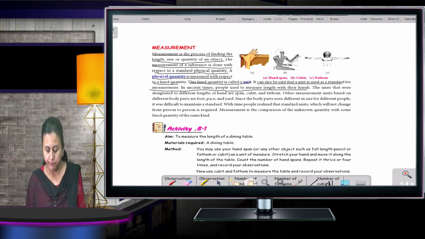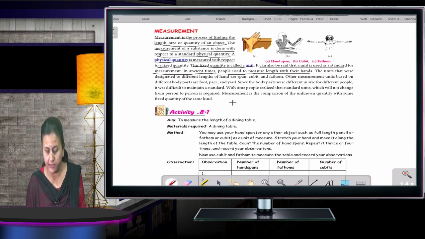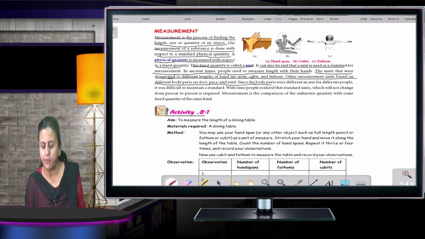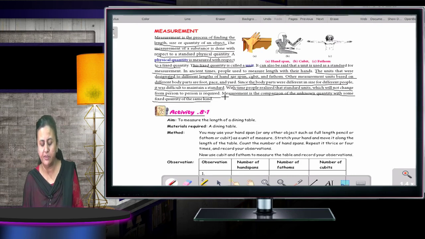The units that were designed from different lengths of hands are span, cubit and fathom. Other measurement units based on different body parts are foot, pace and yard. Since the body parts were different in size for different people, it was difficult to maintain a standard. With time, people realized that standard units which will not change from person to person are required. Measurement is the comparison of the unknown quantity with some fixed quantity of the same kind.